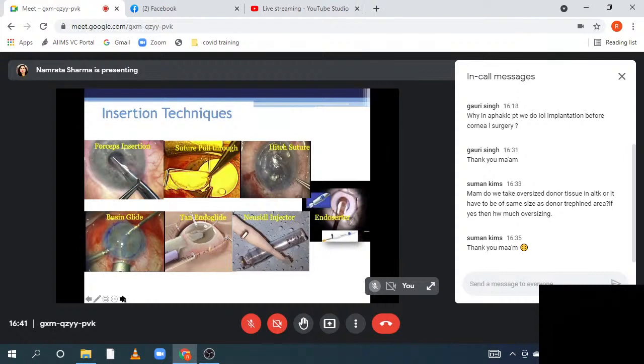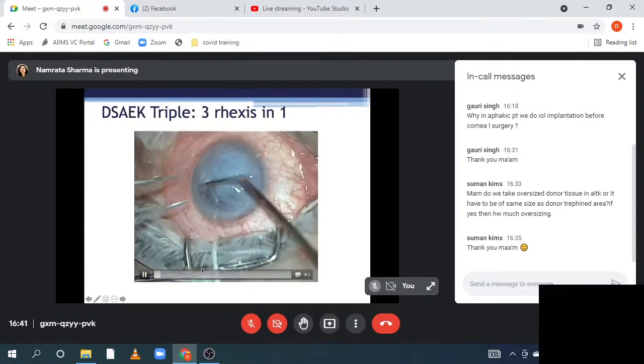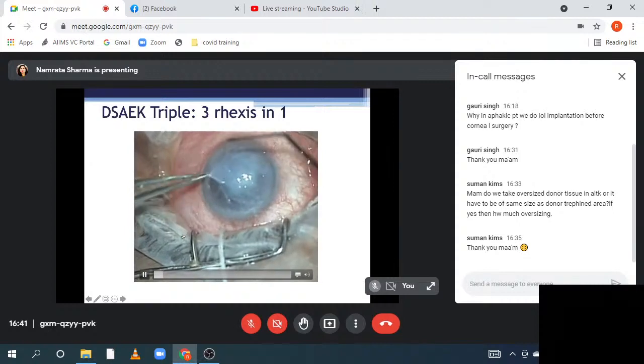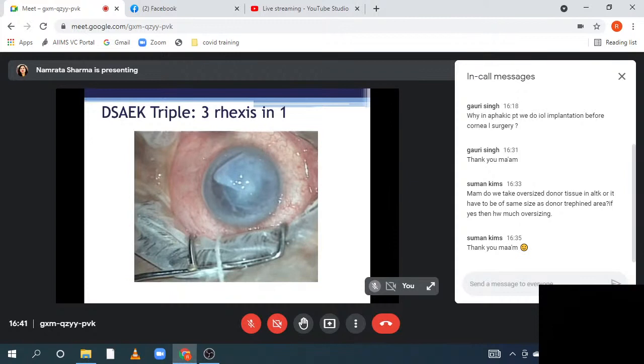There are various ways by which these grafts can be injected intracamerally. You can use a forceps or suture pull-through technique, the hit suture technique that we described. There are various endoserters, but the most popular by and large is the Busin glide, which I'm sure you all have seen. Now, this is just to show you one example which was referred to us for a full thickness corneal transplantation, but we thought we'd try and do a DSEK in this case.